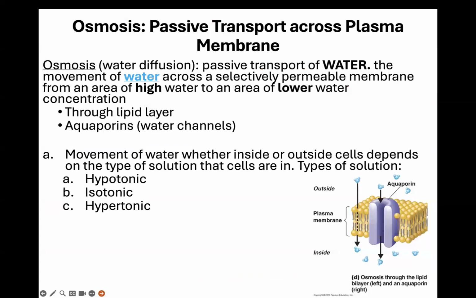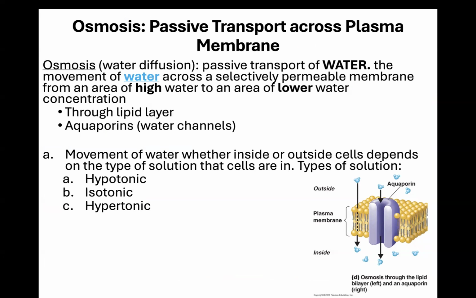Okay, so moving on, osmosis. Osmosis is how water moves into and out of cells. It's the movement of water across the membrane. It's a passive process, meaning it doesn't require energy. It doesn't require ATP.